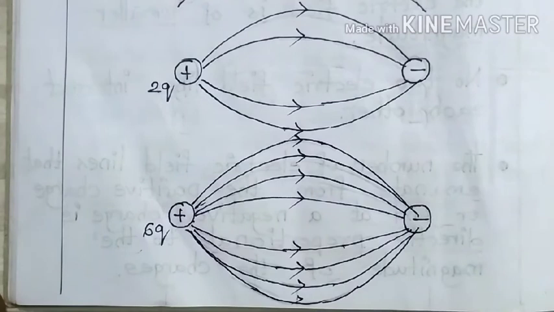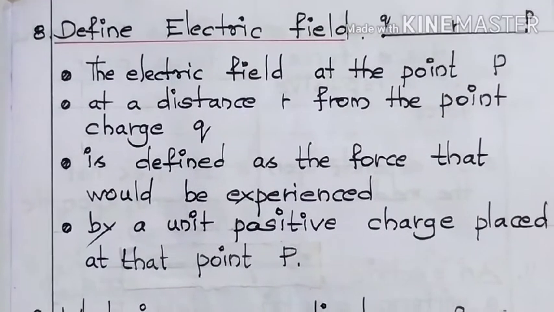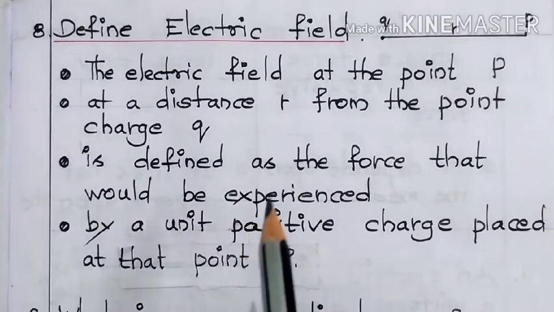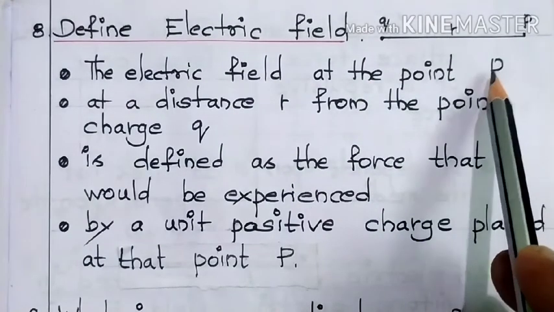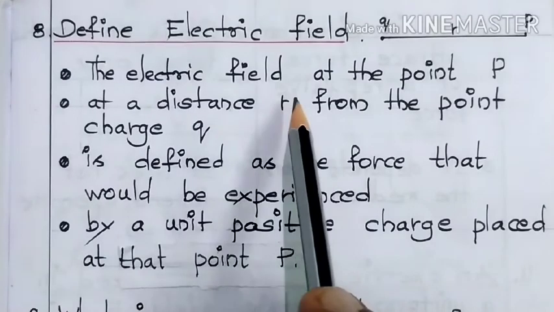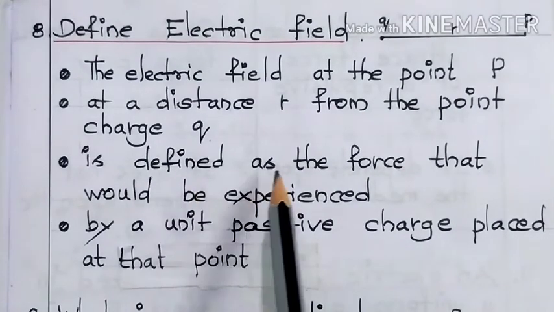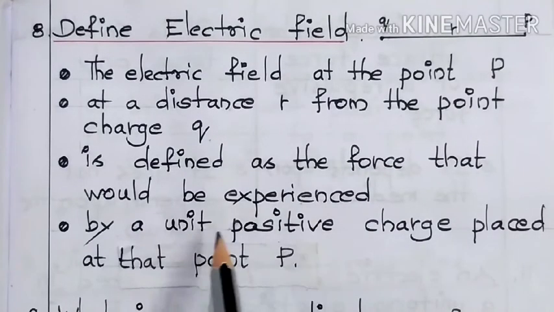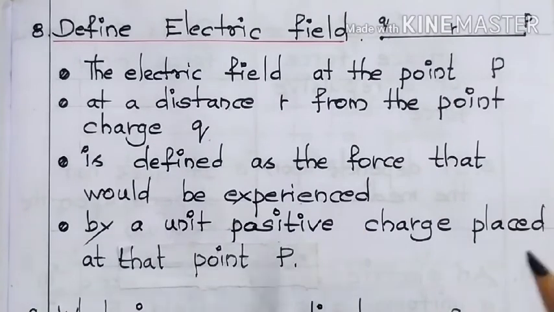Come on, let us move on to the next question. This is the 8th question. Define electric field. The electric field at a point P at a distance r from the point charge Q is defined as the force that would be experienced by a unit positive charge placed at that point P.